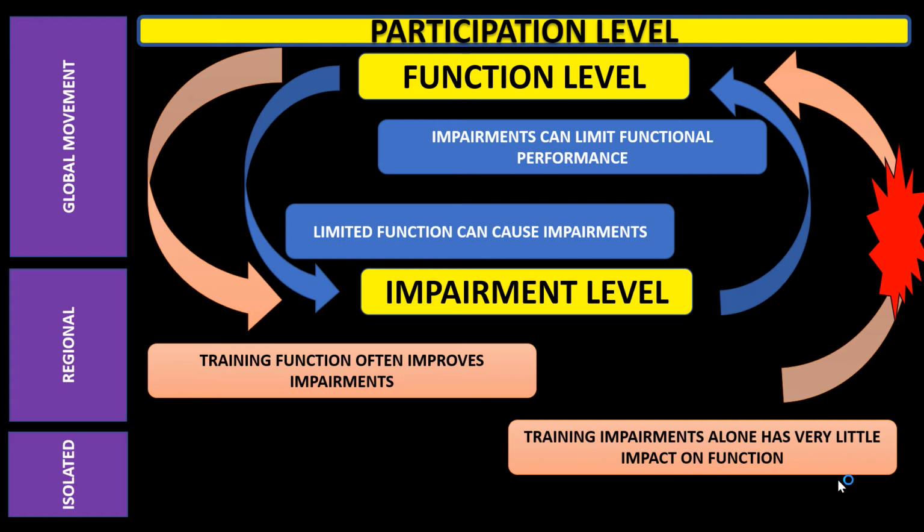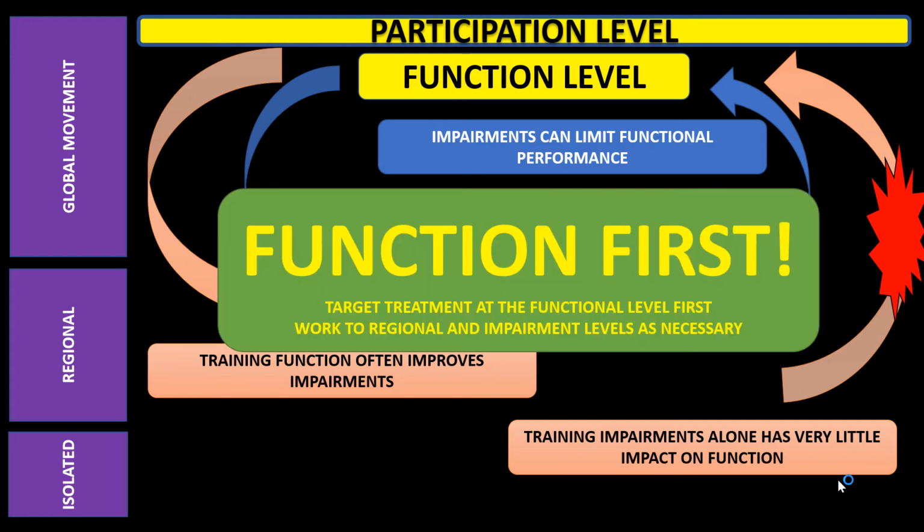So what do we do here? Well, we want to think about function first. And this is the basis of the top-down, bottom-up, or the two-pronged approach: to think about function first, but then also target treatment at the functional level and work regional and impairment level problems as necessary.